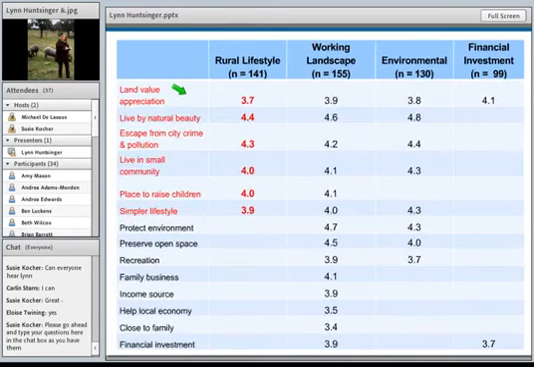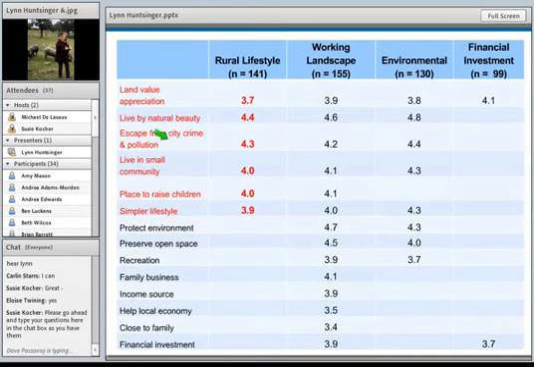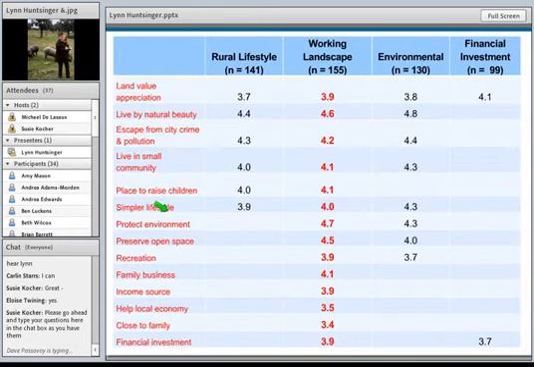Now, in terms of the 4 groups, how they're differentiated, well, if we look at rural lifestyle, here are the things that are important to people who were seeking a rural lifestyle, or who we call rural lifestyle seekers. They want their land to appreciate, but they want to live near natural beauty, escape from the city, live in a small community, raise their children in a rural area, and have a simpler lifestyle. Those are important to the rural lifestyle landowner.